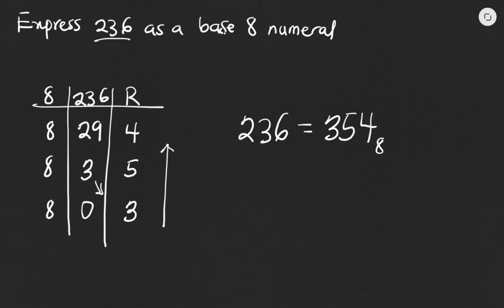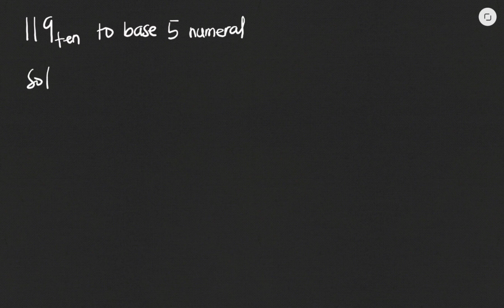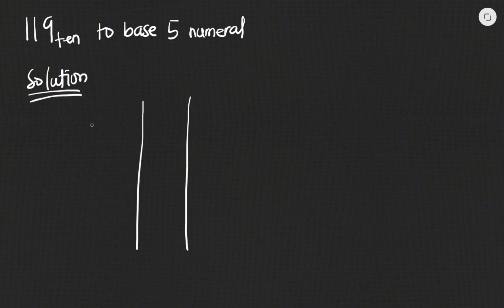All right, let's have a look at 2 extra examples. So I am to convert 119 base 10 to base 5 numeral. Okay, so let's proceed to look at the solution to this problem. So I do my normal lines. My remainder is here. The number I'm supposed to convert is 119, and then it is to the base 5.